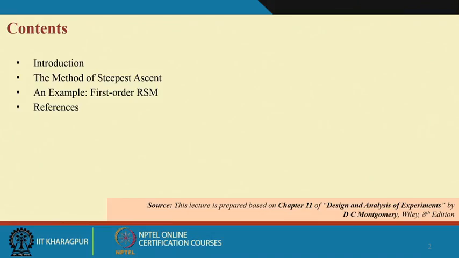So, what I will do today, I will give you a general introduction to response surface methodology, and then we will show one method called the method of steepest ascent, when the purpose is maximization, or the method of steepest descent when the objective is minimization. That will be discussed, and with an example the first order response surface model will be discussed.